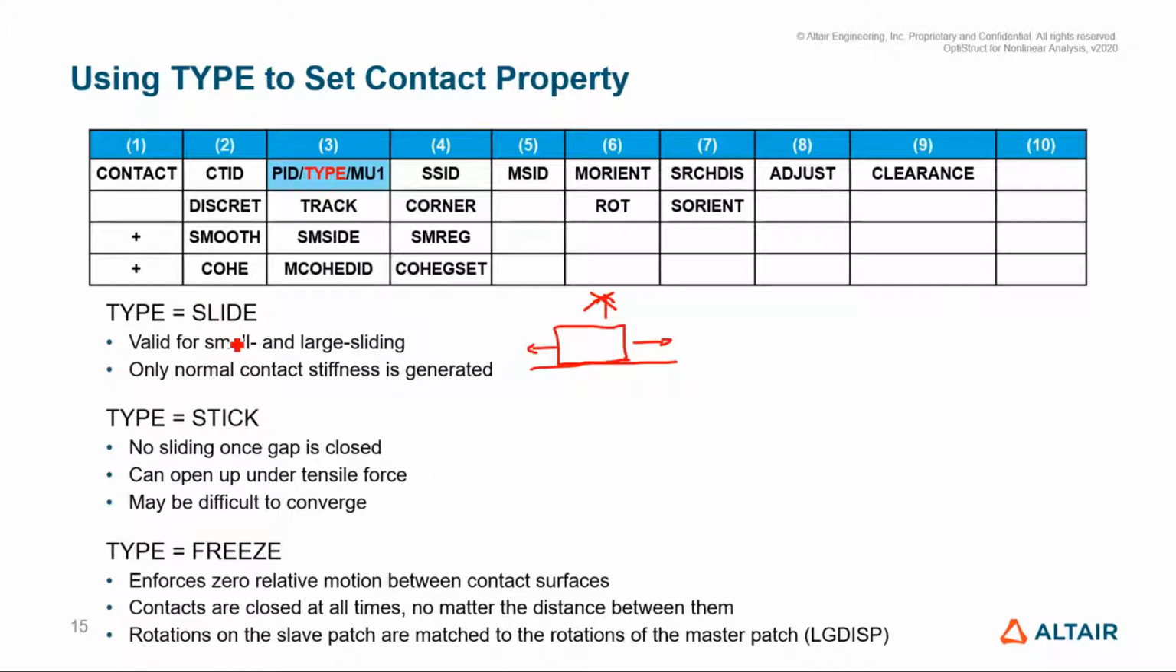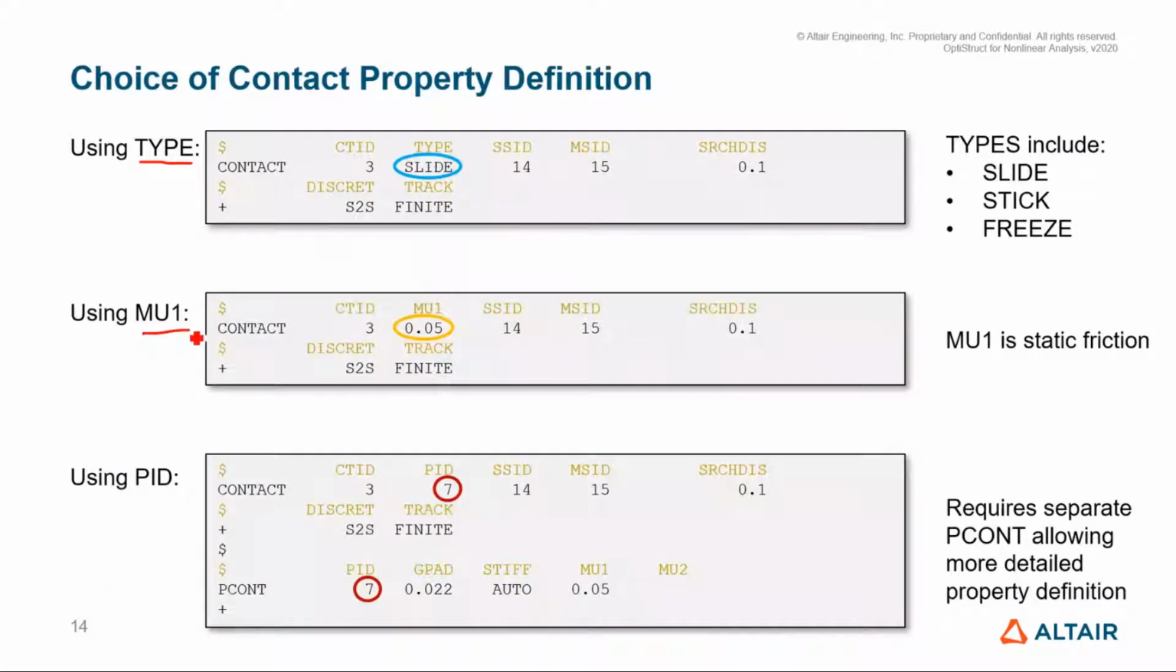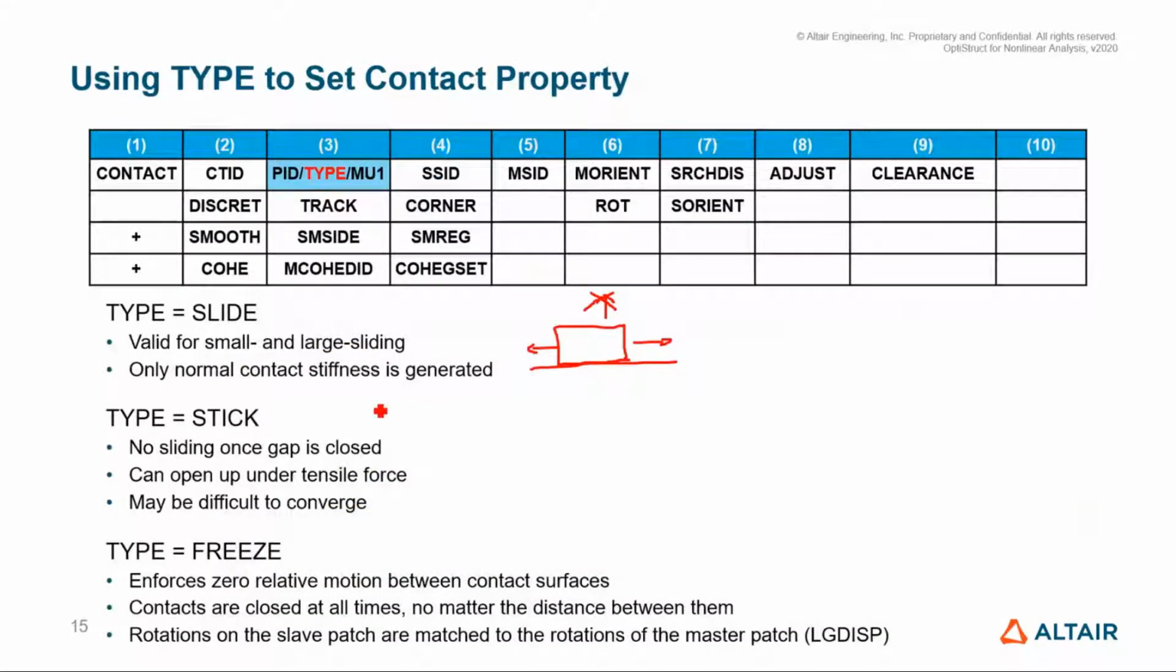Sorry, for sliding here, it will be frictionless unless you use this one here. If you use this and define the friction here, then it's going to be frictional. Otherwise, here it's going to be frictionless sliding.